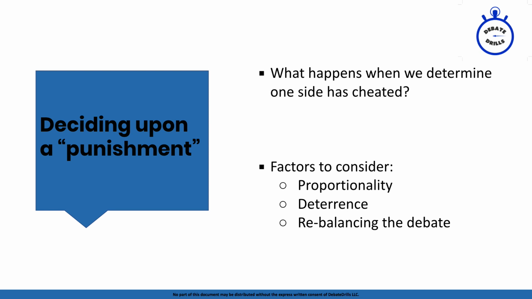The judge needs to decide, should the debate end? Should the person who cheated lose the entire debate? Or should a specific argument be crossed off the debate and become no longer relevant in the debate? So there are some factors you need to consider here when you're deciding upon a punishment.